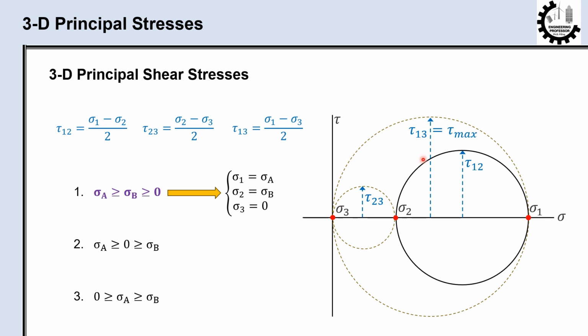It is obvious that tau 1,3 is the maximum principal shear stress associated with the largest circle. An important note here is tau A and tau B that we found in the plane stress loading do not give us the maximum or minimum principal shear stresses for the three-dimensional loading scenario.